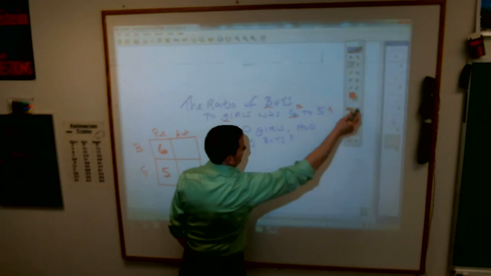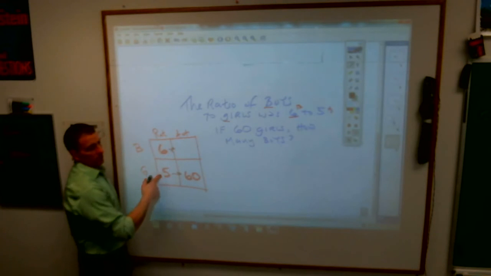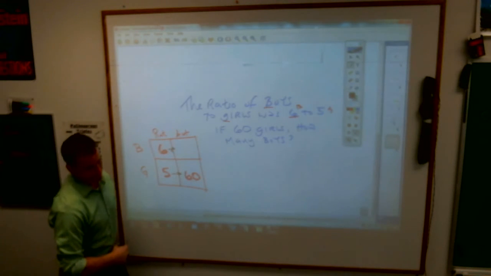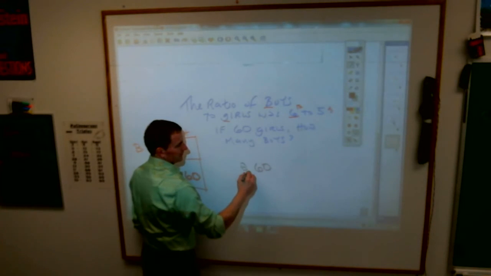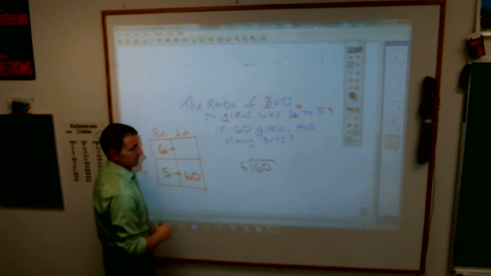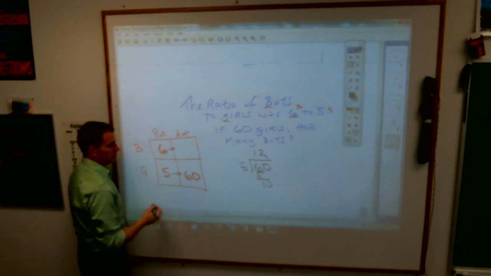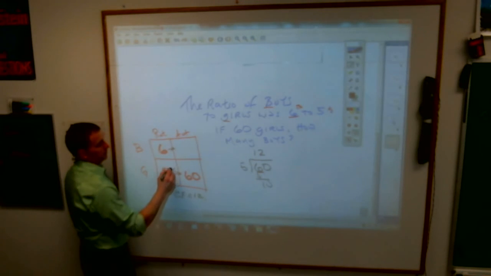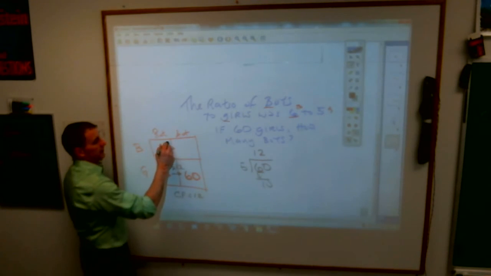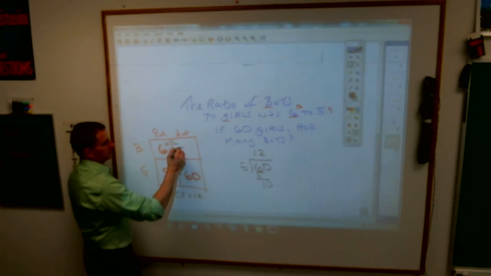So you have to try to figure out what is your constant factor. What if you don't know 5 times what is 60? Then you might have to sit off to the side and do a division problem to figure out 5 times what gives you 60. You divide it out, you get 12. Your constant factor is 12. You multiply this by 12, and you multiply this by 12. 6 times 12 is 72.